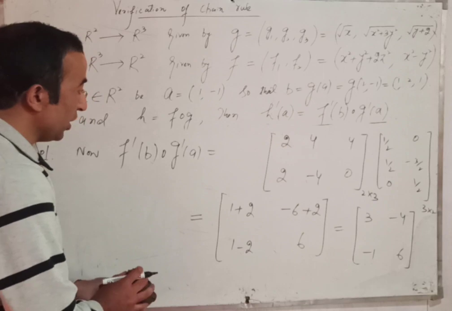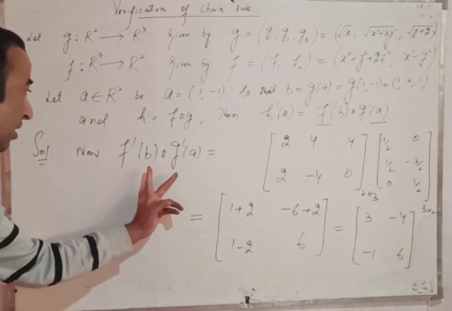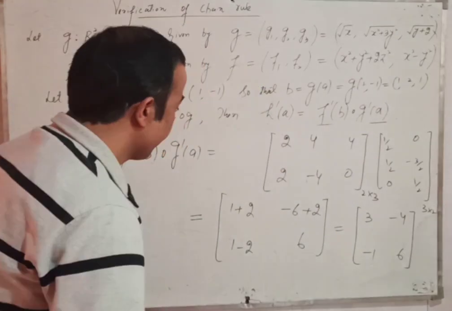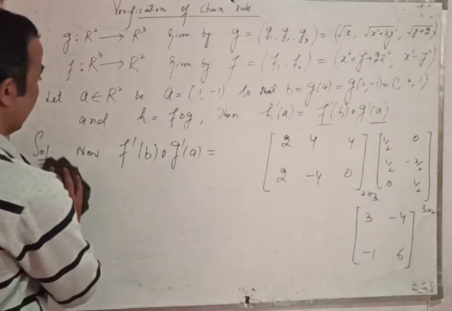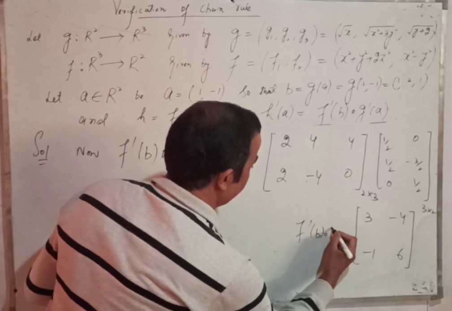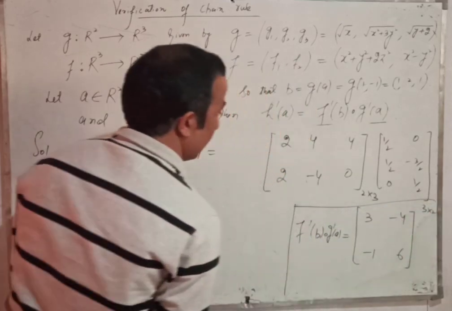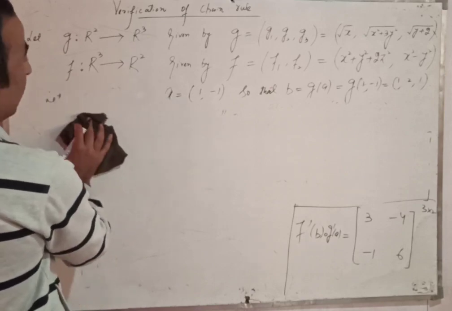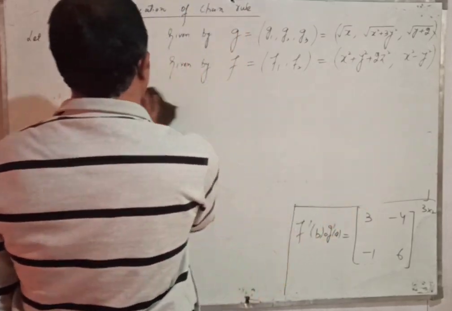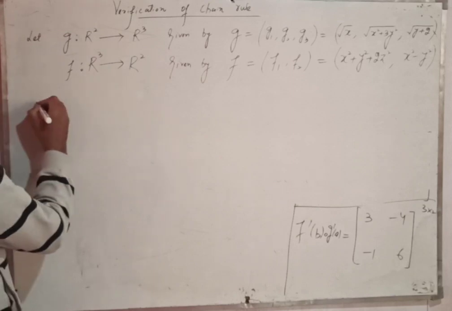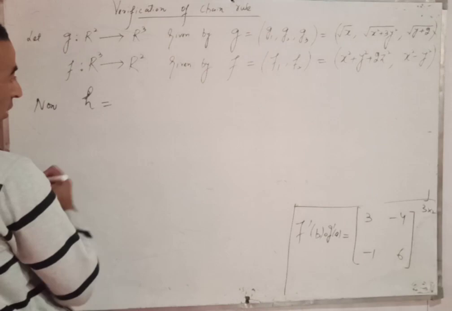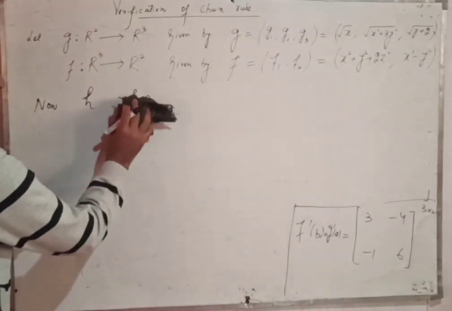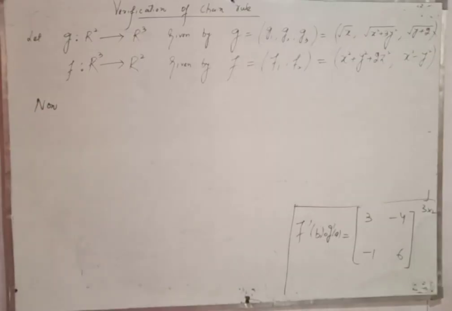Now I will calculate the value of h dash a. It was understood that this composition is from R square to R square, so the corresponding matrix must be 2 cross 2. Now let me write this here: the value of f dash b operation g dash a is this. Now I will calculate the composition of f and g. What is the function h? The function h is actually f operation g. Of course, h will be a function from R square to R square.